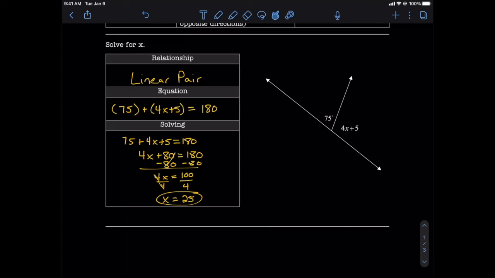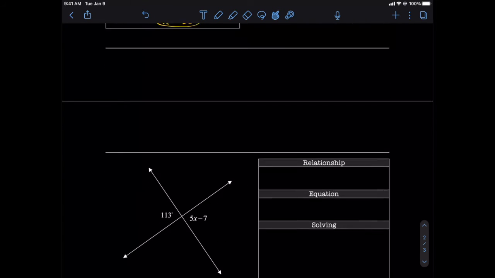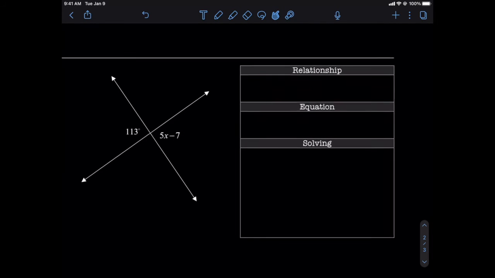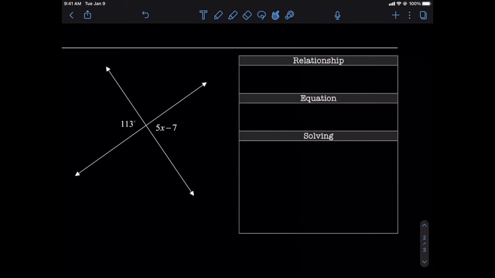Fantastic. Well, hopefully you're feeling good, because it's time to move on to the next example. Our task here is the same as before: solve for x. Always start by identifying the relationship between your angles.